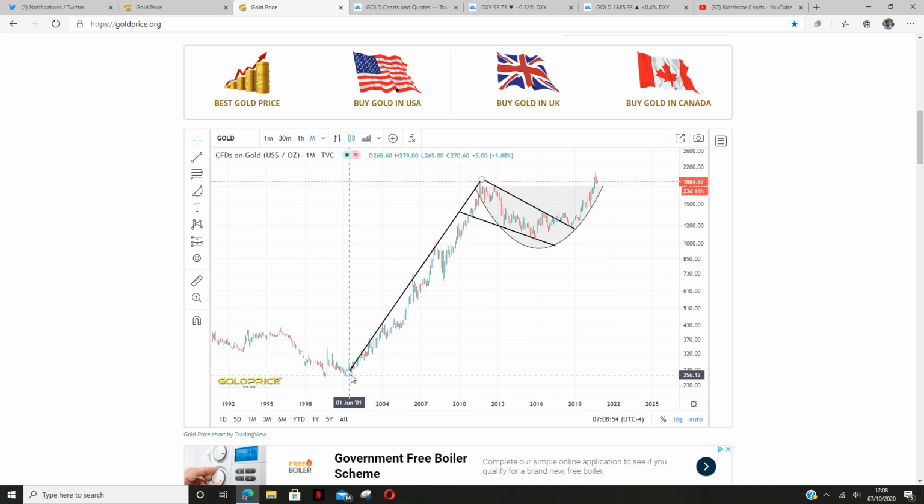traditional wisdom, technical chart analysis, tells you that the height of the flagpole is added to the breakout point to get your target. Well, the bottom is $250 and the top is nearly $2,000, so you're talking about at least $1,700. The breakout occurred around $1,250, something like that. So if you add $1,700 to that, you're getting around $3,000. So the target for this particular pattern is around $3,000.